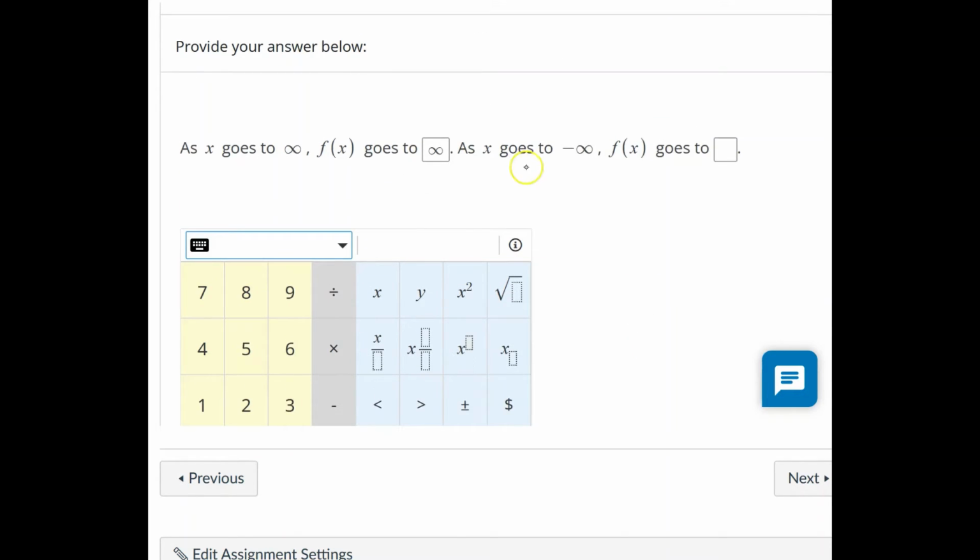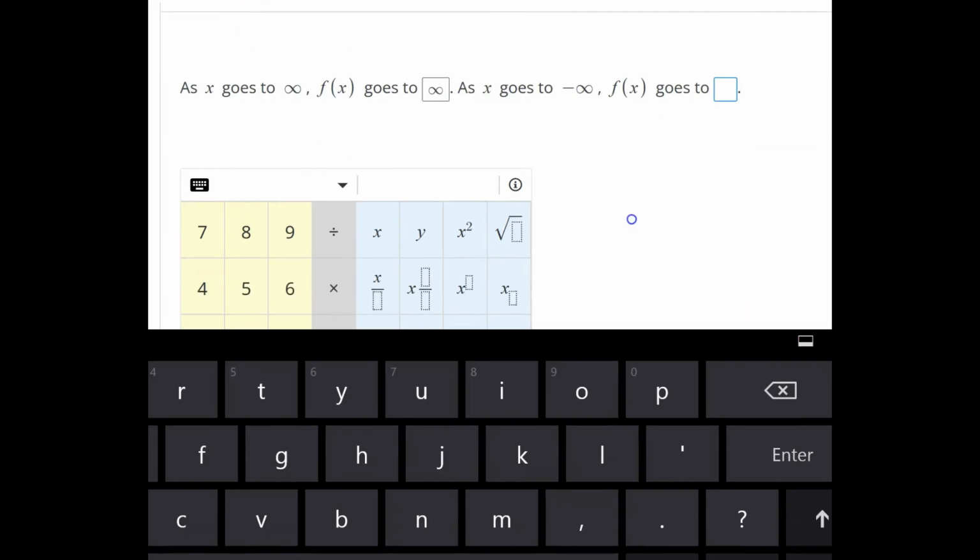And then as x goes to negative infinity, this means to the left. So this means to the right. Our y values go to plus infinity. This means to the left. And our y values also go to plus infinity.